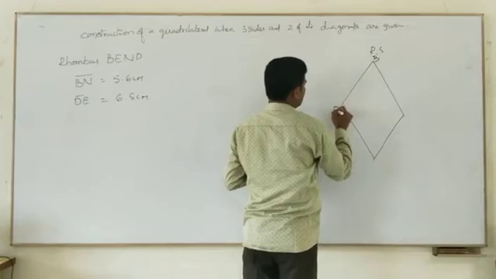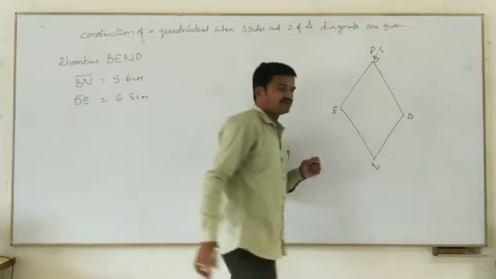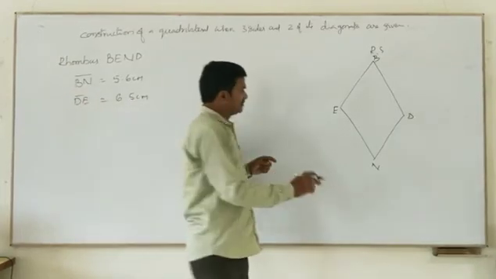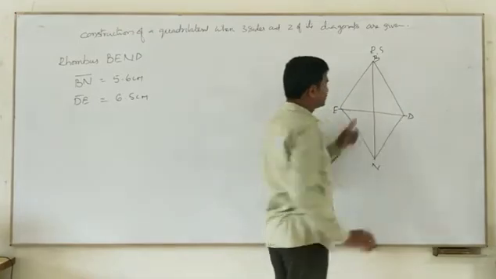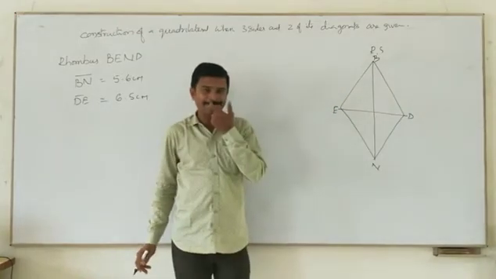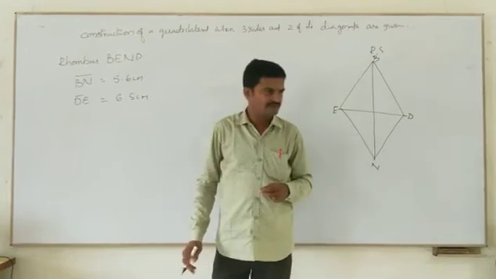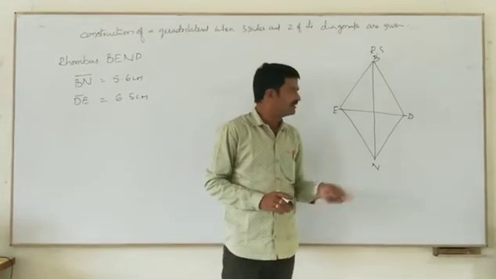This is BEND, B, E, N, D. In that, what dimensions are given? BN and DE. BN means this is only enough. DE means this is only enough. That means these are the two diagonals, or not? Previously, two diagonals, three sides were given so that we had drawn the arcs.